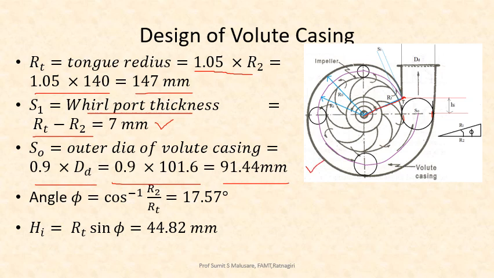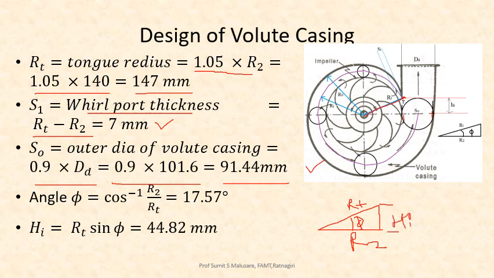Now we have to find out that angle alpha. Suppose this is R2 and this is the value of the tongue radius. So both values should be in one line. Then we have to find out this angle psi. This is the value of RT, the tongue radius, this is the value of R2, that is the outer radius of the impeller, and this is the value of HI that we have to find out.